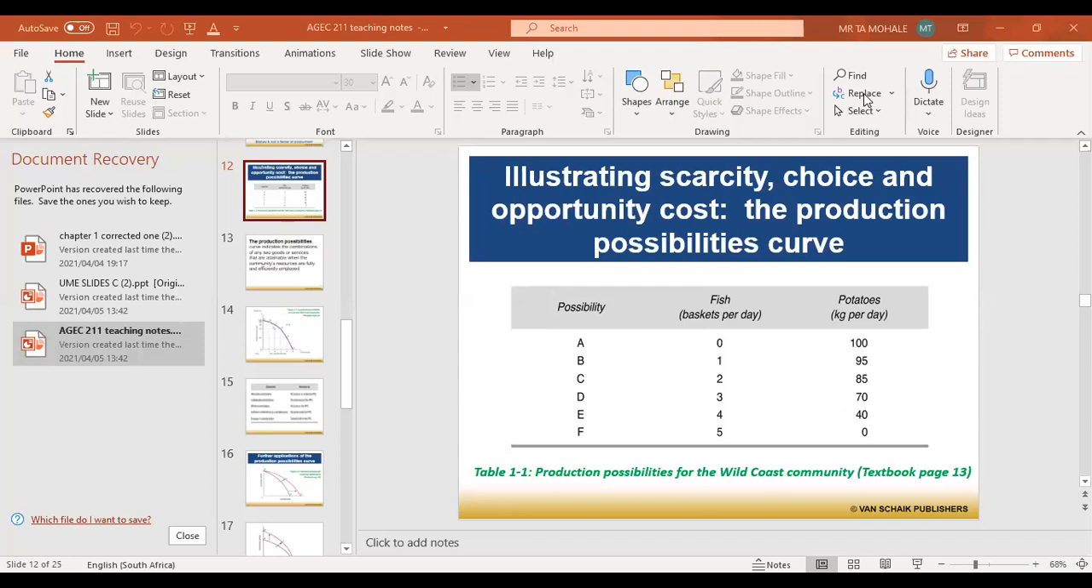Okay, welcome back. We are continuing. So I want you to give me the answers. What is the opportunity cost of combination B? The opportunity cost of combination B? Of B. Yes.